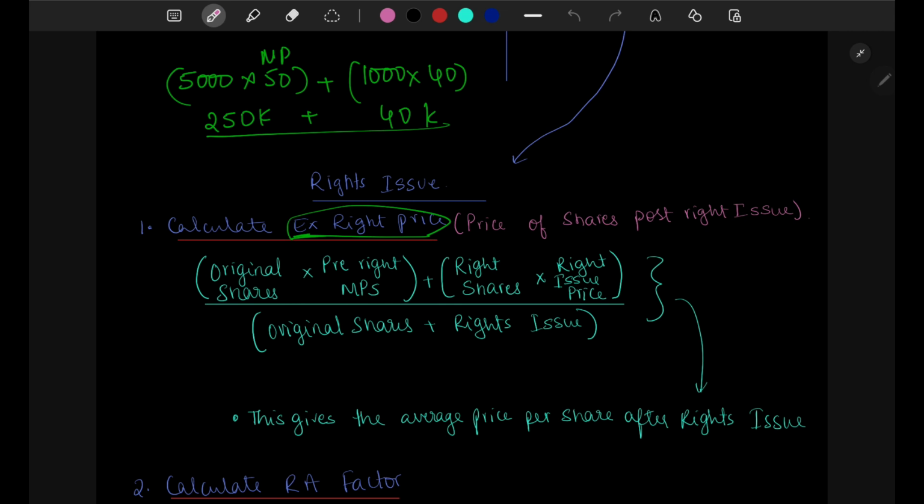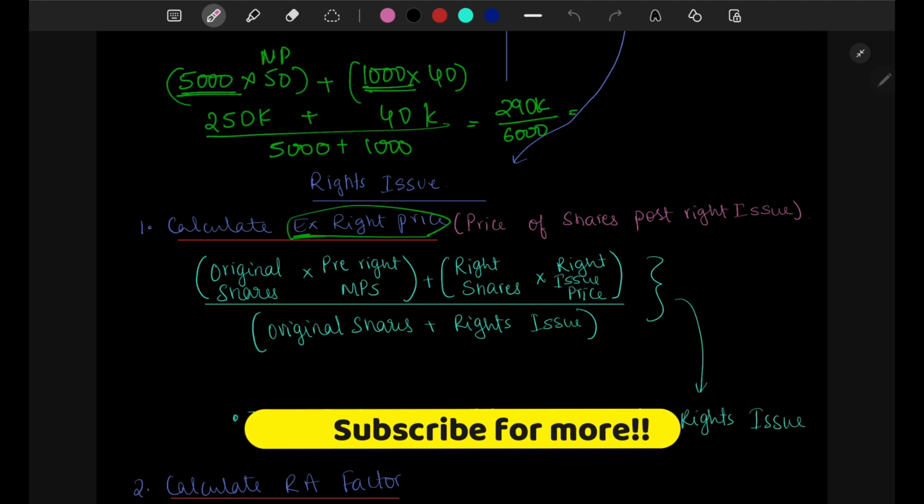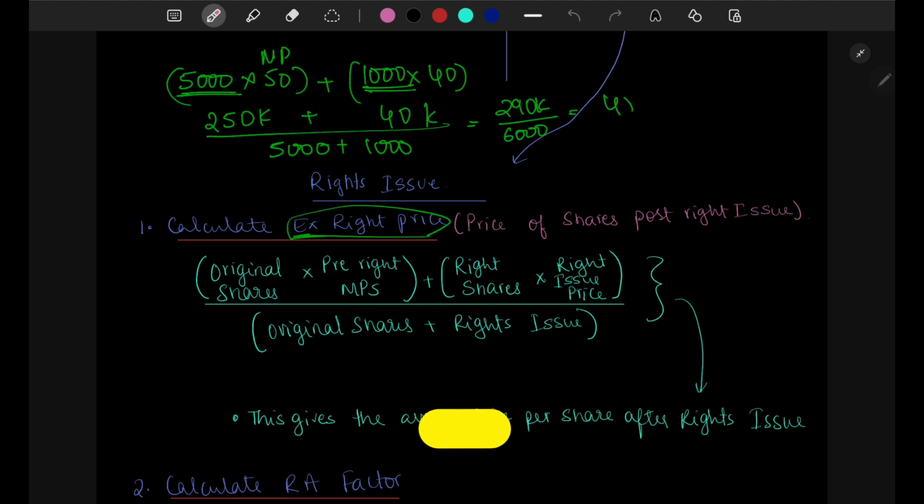Divided by how many shares did we issue? Here 5000 shares, and here 1000 shares. So 5000 plus 1000, a total of 6000 shares, right? So 2,90,000 divided by 6,000 will come up to 48.3. Meaning this is the price after the rights issue has been made.